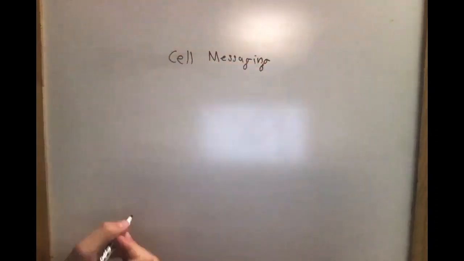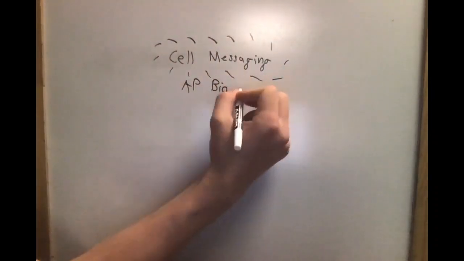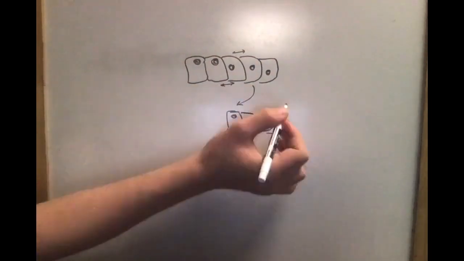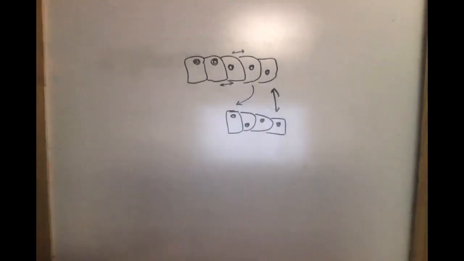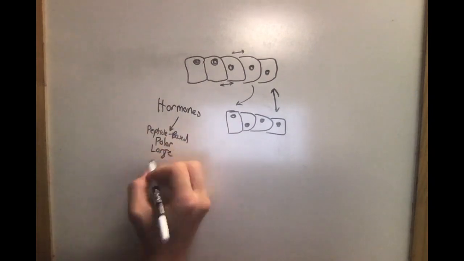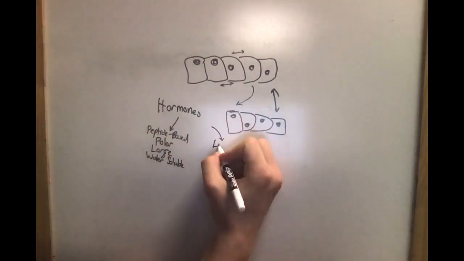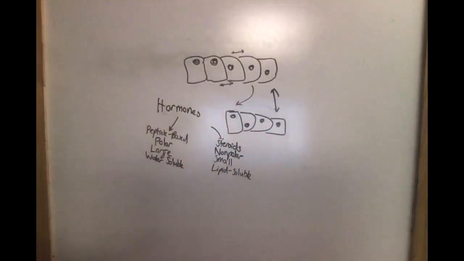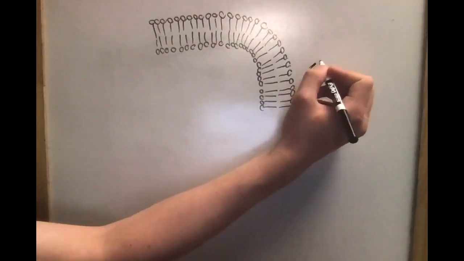So, let's review cell messaging. Cell messaging is the means by which cells communicate with each other in order to transmit complex and coordinated information and confer the appropriate responses. Hormones are the main method of cell communication, which can then be mostly split into water-soluble, peptide-based ligands and lipid-soluble, small, nonpolar steroids.